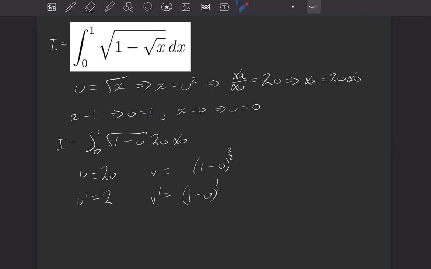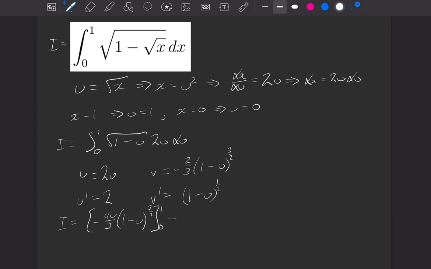If we differentiate inside the bracket, we'll get minus 1. So to get rid of that, we need another minus. And the 3 on 2 would come to the front. So to get rid of that, we need the reciprocal of 3 on 2, i.e. 2 on 3. So when we stick this all together, I is going to be equal to u times v. So minus 4u on 3 multiplied by the bracket to the power of 3 on 2. And this will be evaluated between 1 and 0.